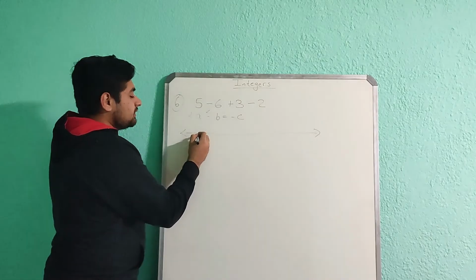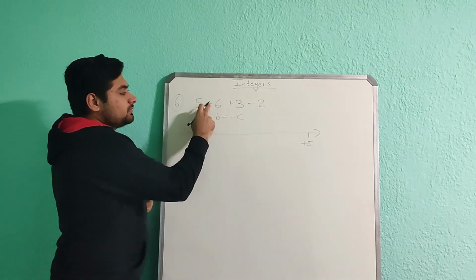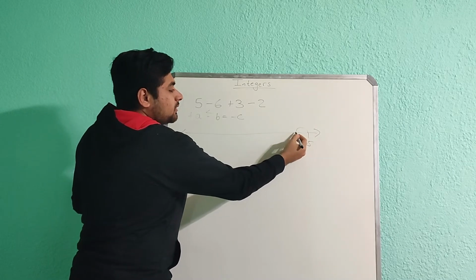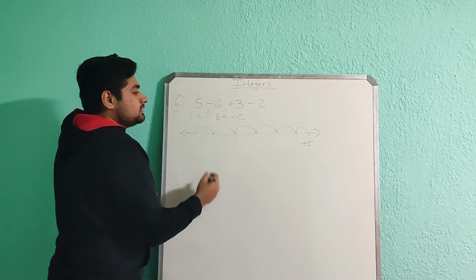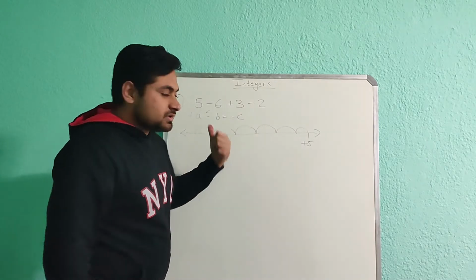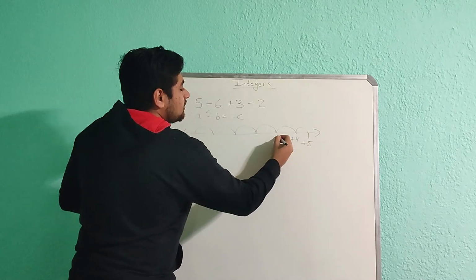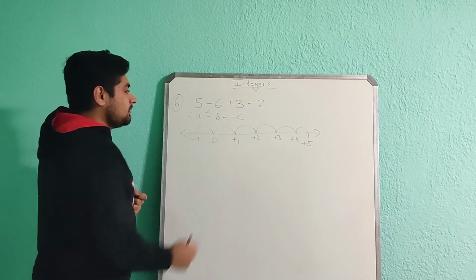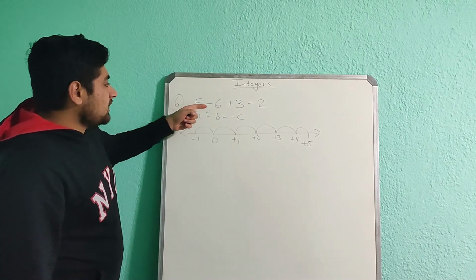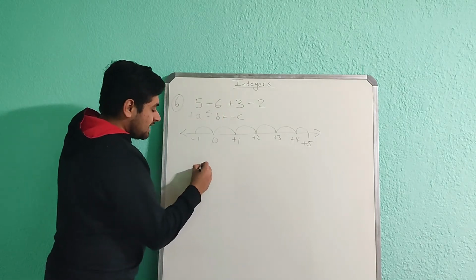We are on 5 and we'll be moving 6 units to the left because of the negative. So we got 1, 2, 3, 4, 5, 6. Numbers to the left of positive 5 are all decreasing. Plus 4, plus 3, plus 2, plus 1, 0 and minus 1. So we know plus 5 minus 6 gave us minus 1. So we have minus 1.